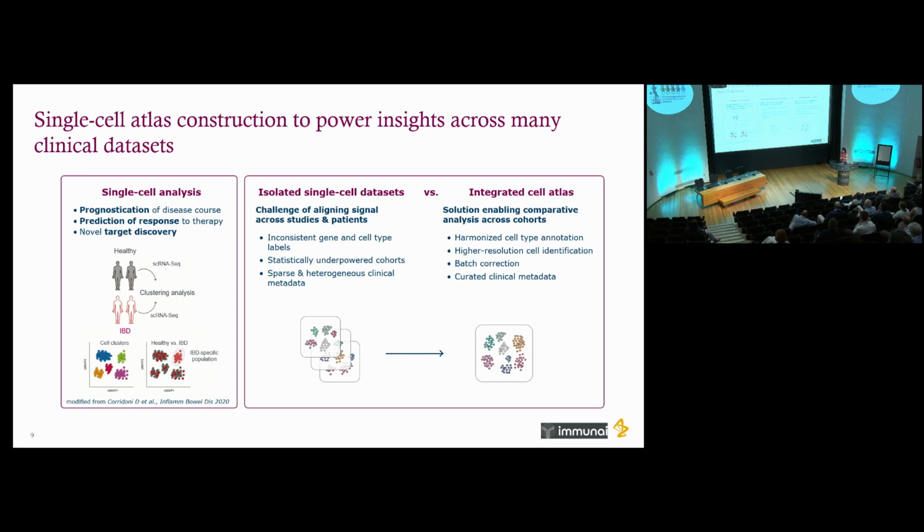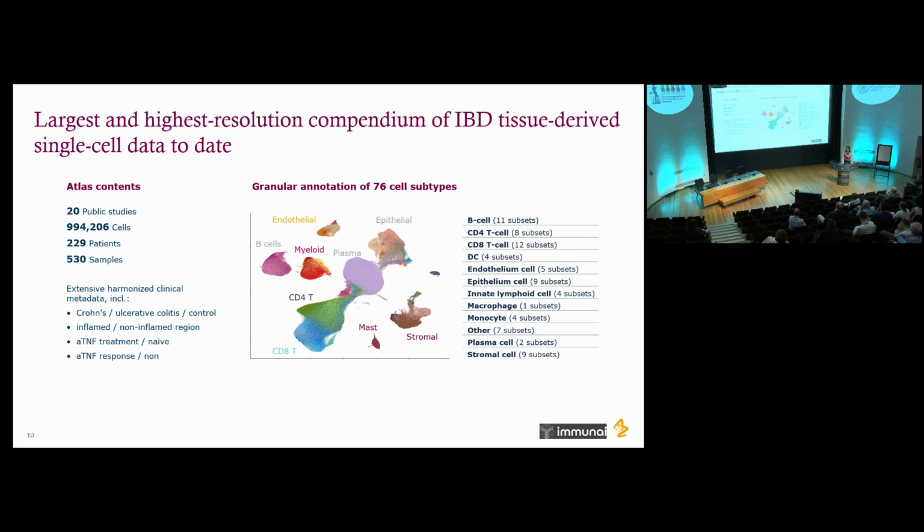And this integrated cell atlas will enable comparative analysis across the cohorts by providing a harmonized cell type annotation, a higher resolution cell identification. We will apply batch correction and, of course, create the metadata. And it will be this single cell IBD tissue atlas that we will use as the data foundation for novel target discovery. So to get a little bit more into detail.